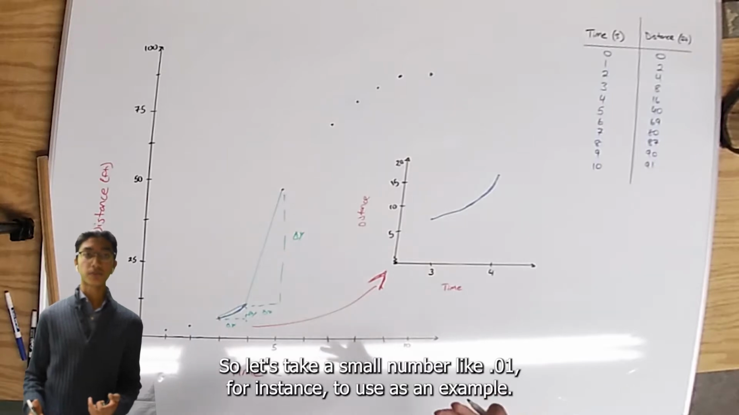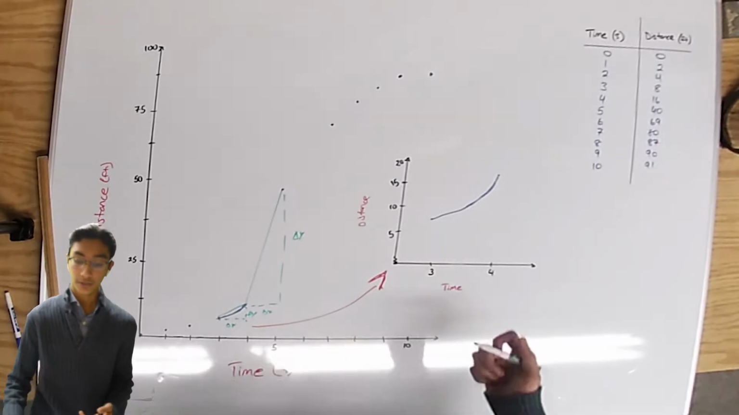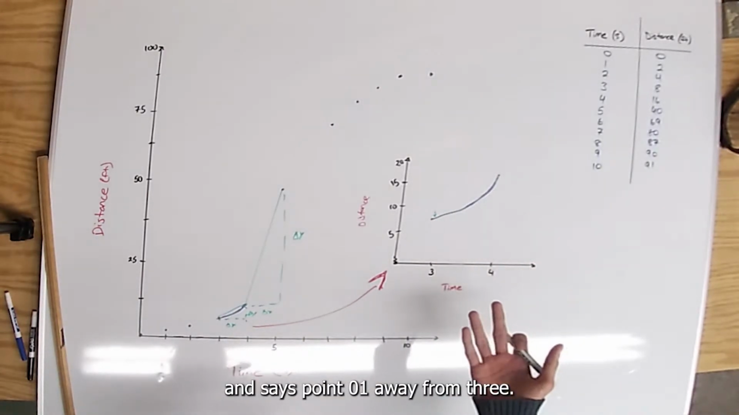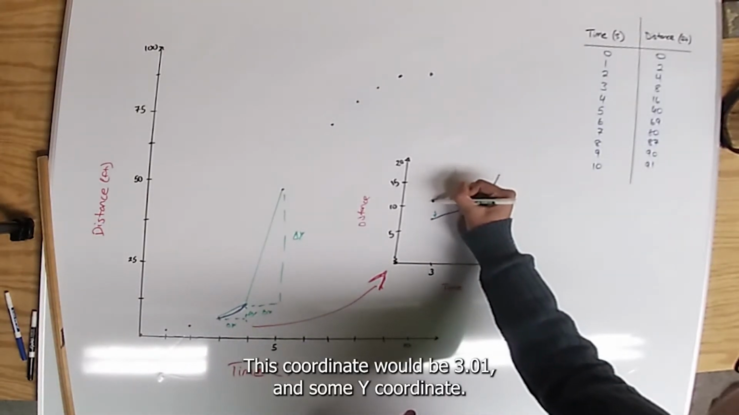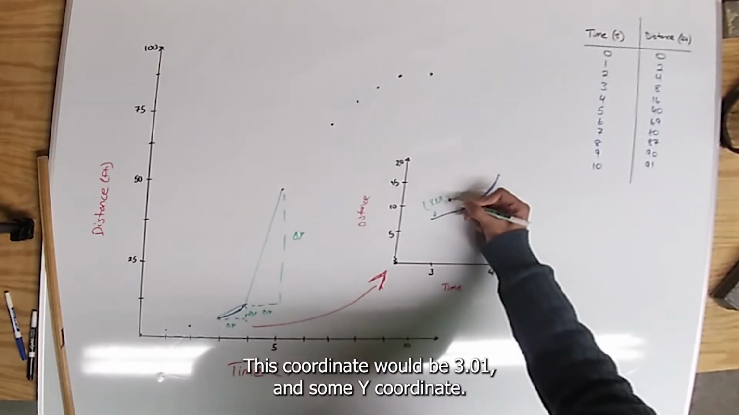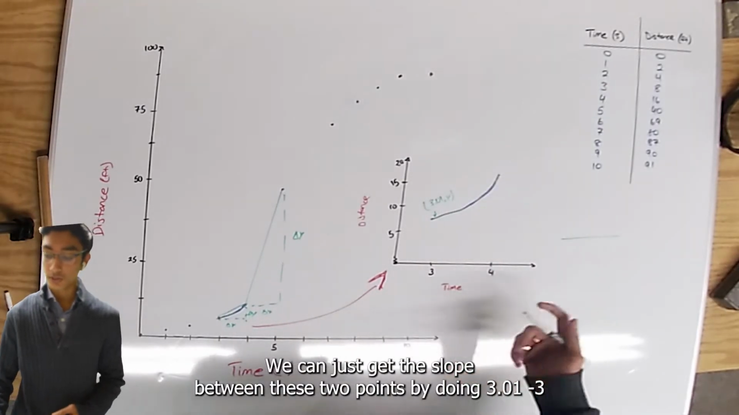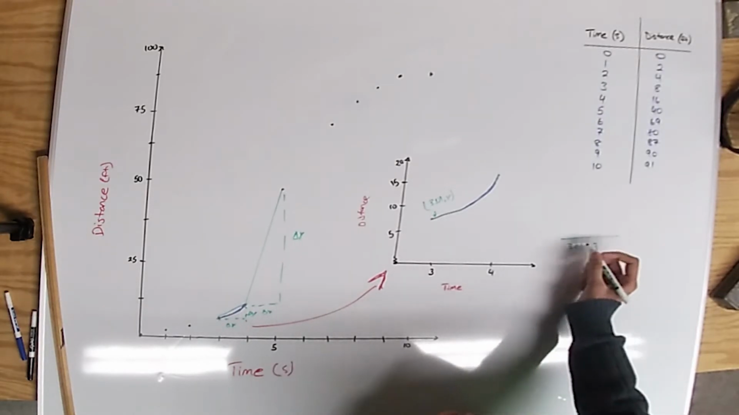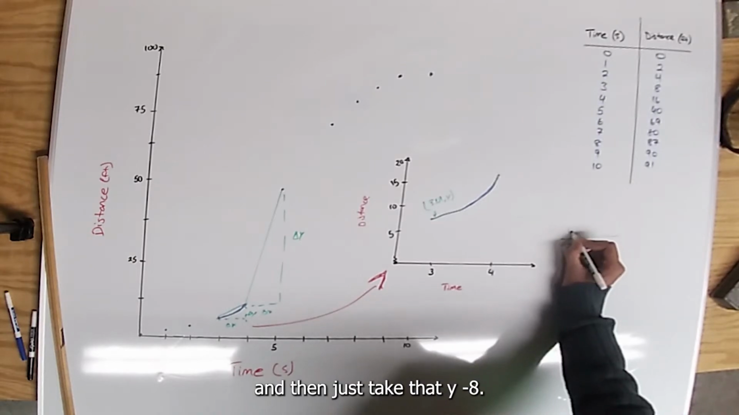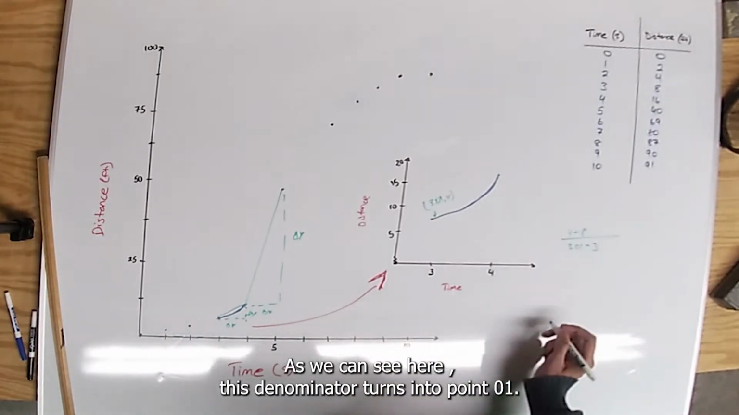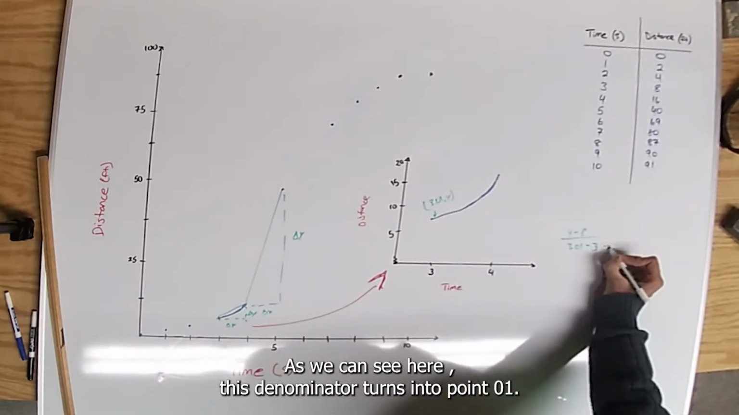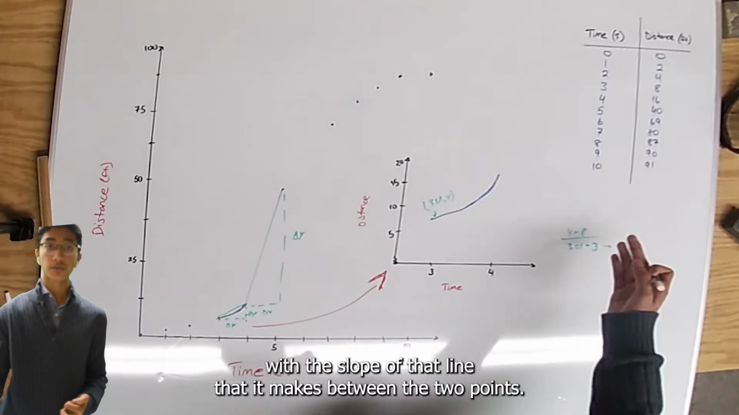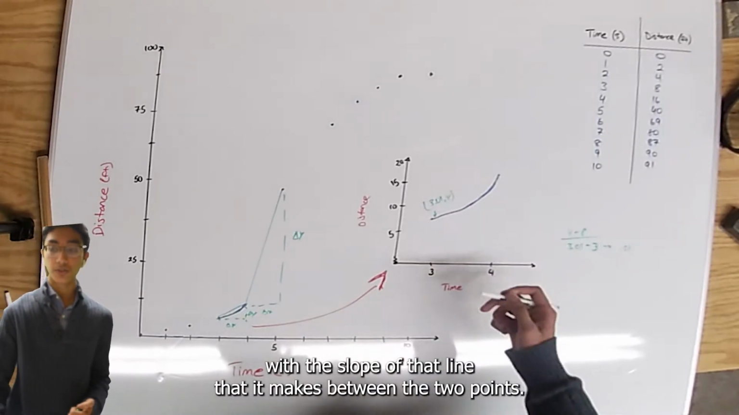So let's take a small number like 0.01, for instance, to use as an example. We can take this random point, let's say it's 0.01 away from 3. This coordinate would be 3.01 and some y coordinate. We can just get the slope between these 2 points by doing 3.01 minus 3, and then just take that y minus 8. As we can see here, this denominator turns into 0.01, that's just our small number in the beginning, and this number correlates with the slope of that line that it makes between the 2 points.